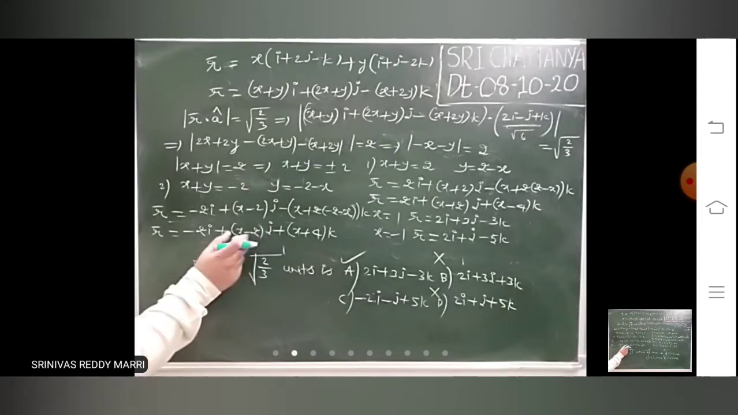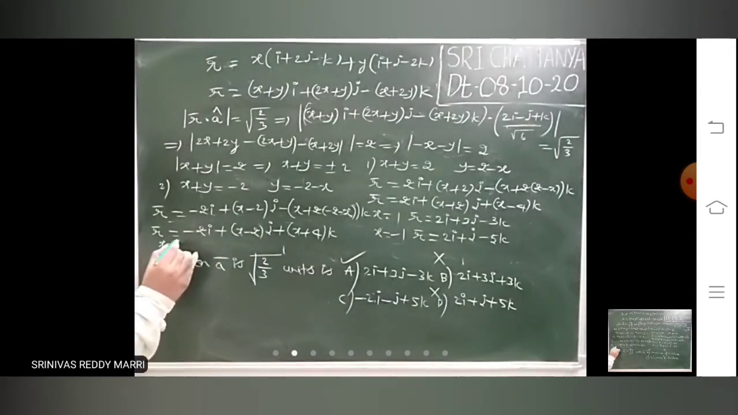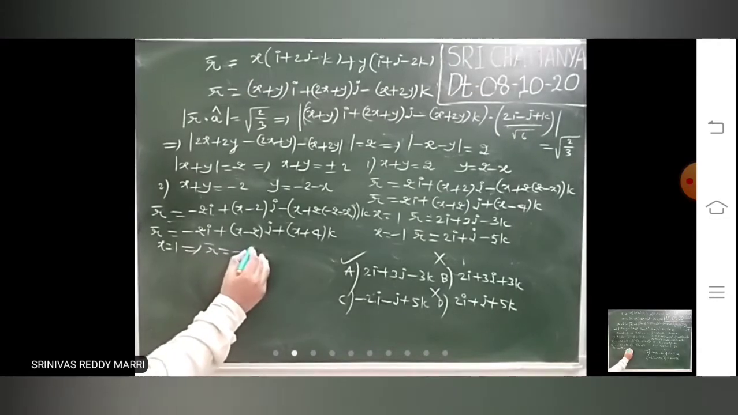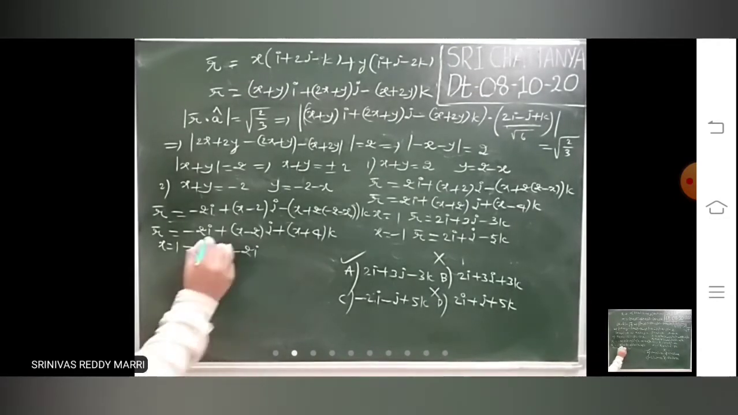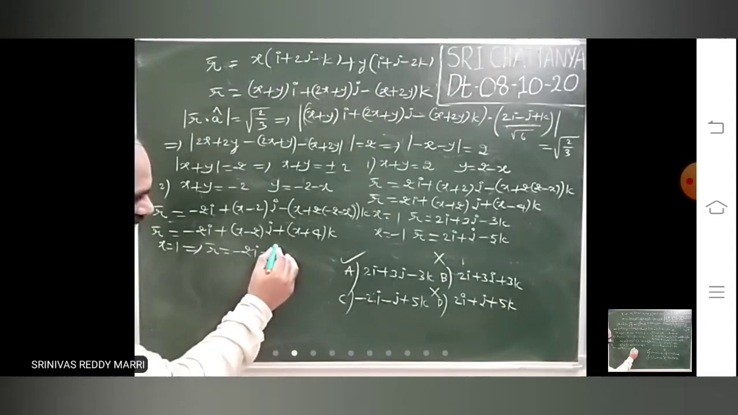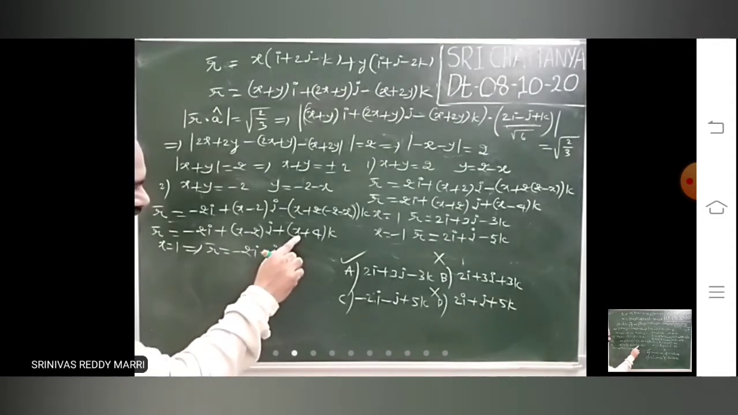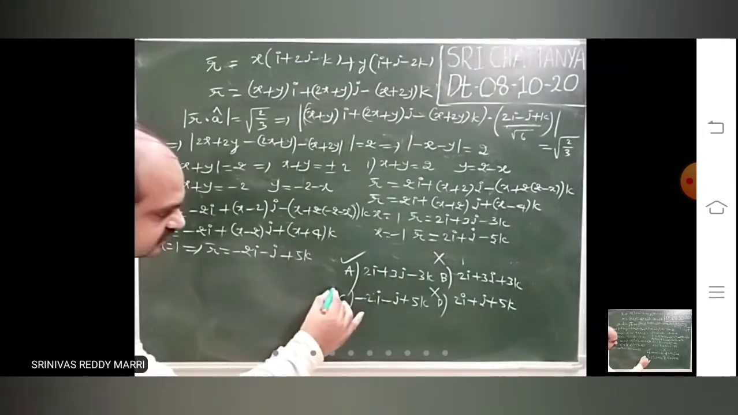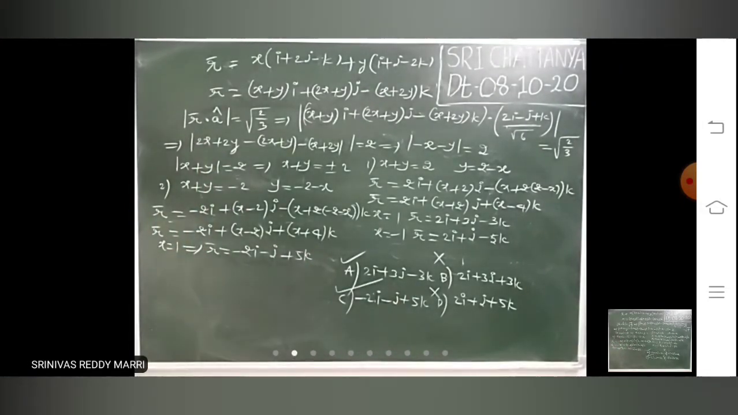When you will get minus 1, in this you substitute x equal to 1. X equal to 1 implies what is r bar you will get? R bar equals to minus 2i, 1 minus 2 minus j. So if you substitute 1 here, we will get 5k. So both will be the answers. Like that.